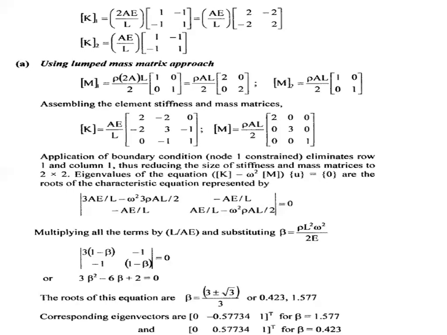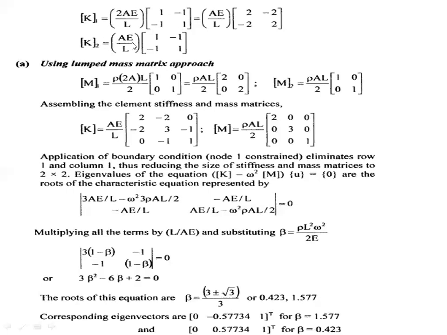Therefore, the first row belongs to nodal number 1, and the second row belongs to nodal number 2. Similarly, the first column belongs to the first nodal number, and the second column belongs to the second nodal number. Similarly, for the second element also you need to find the element stiffness matrix.